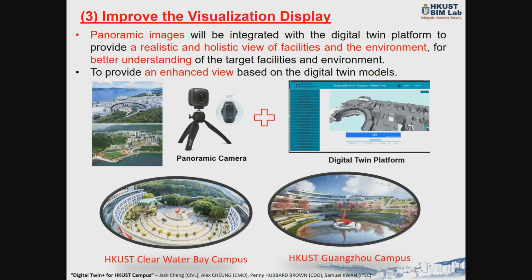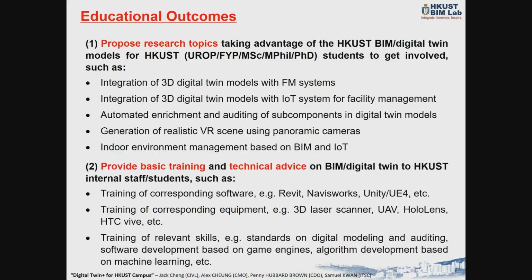In the third part, 360-degree panoramic images will be integrated to provide a realistic view of the campus environment. It enables people to better understand the campus environment inside and outside. This enhanced view will be similar to the street view in Google Maps. The same concept can be applied to both campuses of Hong Kong UST.